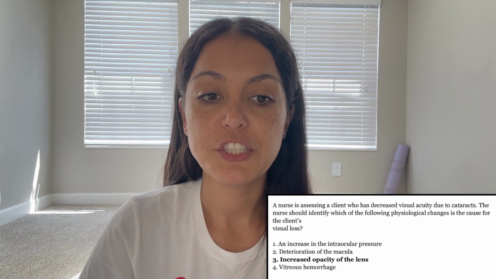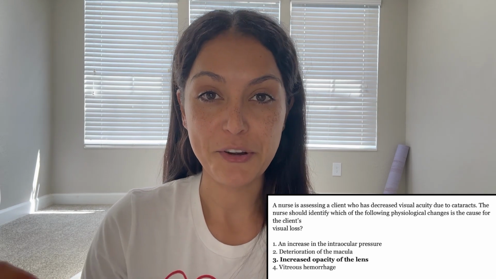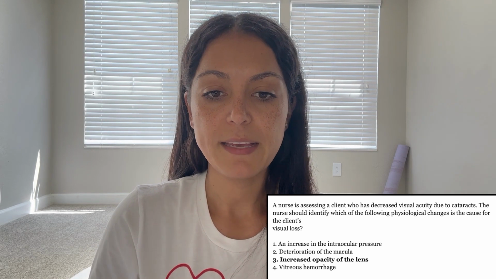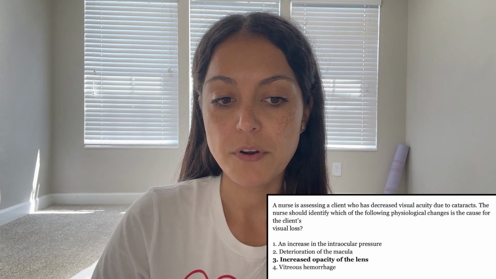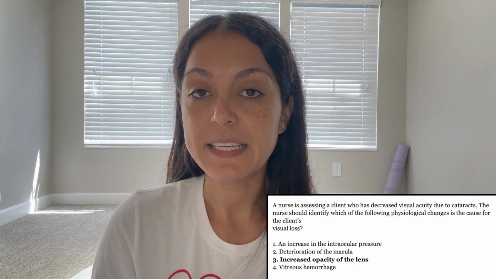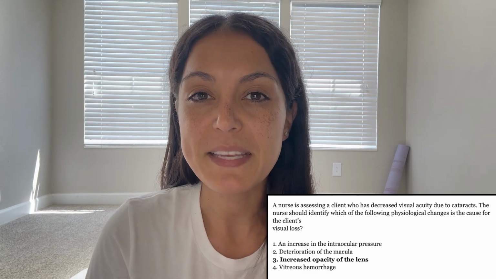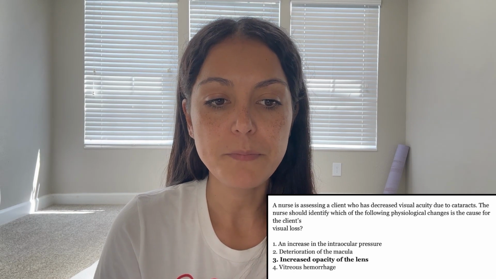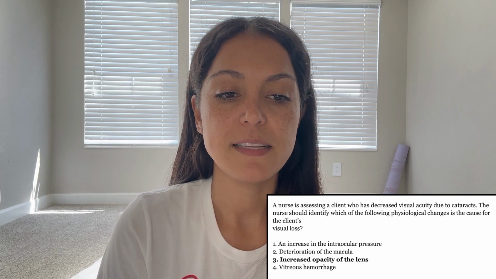Number 2, deterioration of the macula. That's describing macular degeneration, and that's going to result in decreased central vision. Number 4, vitreous hemorrhage. That is bleeding and damage of the retinal blood vessels, right? That happens when you have uncontrolled diabetes or hypertension, high blood pressure. Number 3, increased opacity of the lens.